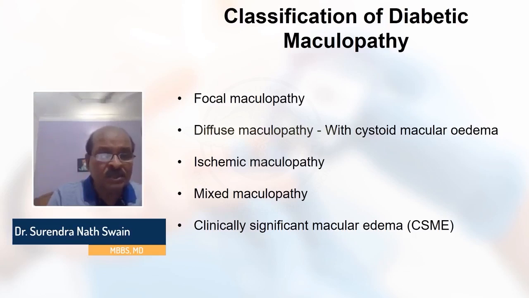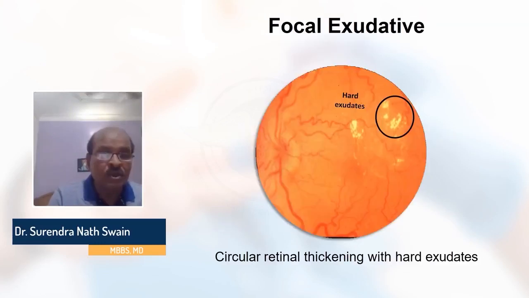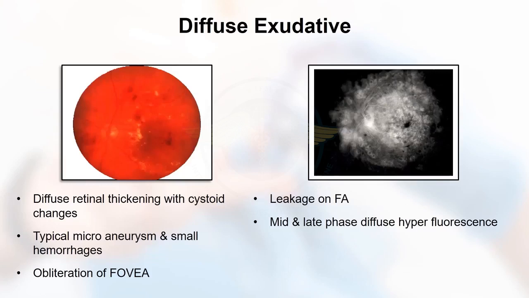Classification of diabetic maculopathy: focal maculopathy, diffuse maculopathy with cystoid macular edema, ischemic maculopathy, mixed maculopathy, and clinically significant macular edema. These are 5 varieties. Focal exudates are in a rounded structure, as shown here. These are the hard exudates, with circular retinal thickening. These are focal exudates.